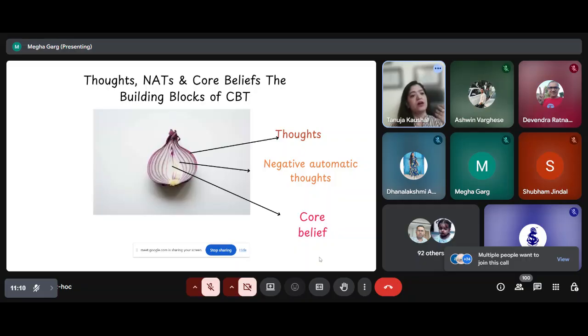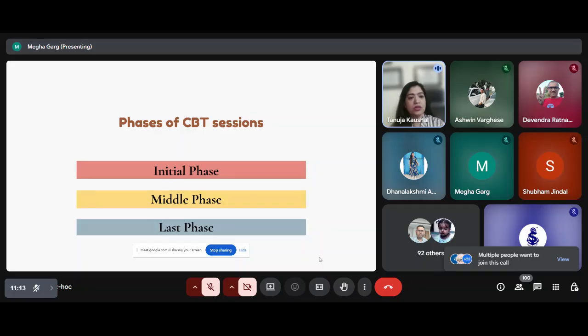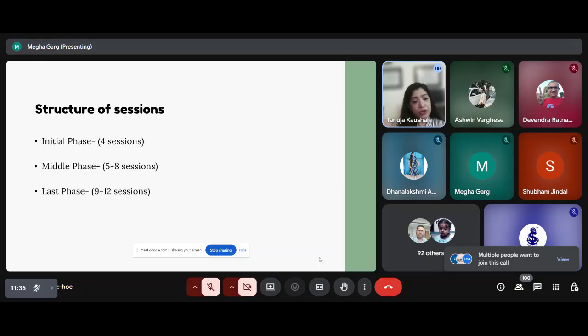real and lasting changes. Now, in order to make CBT easier to understand and apply, we have divided the process of CBT into three clear phases, and this structure will help you know what to focus on during each phase of therapy. The first phase is the initial phase, which usually lasts from the first to the fourth session. During the initial phase of CBT, we build rapport with the client, we understand their concerns and complaints, we explain what CBT is, the heart of CBT, the triangle, and we also start identifying the negative automatic thoughts.